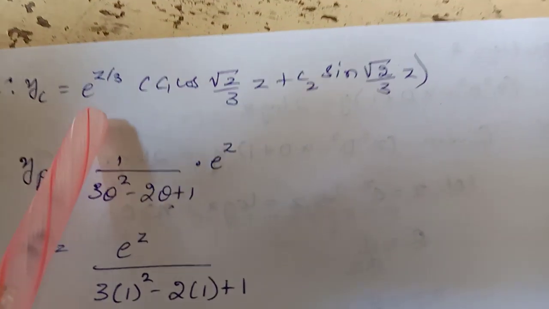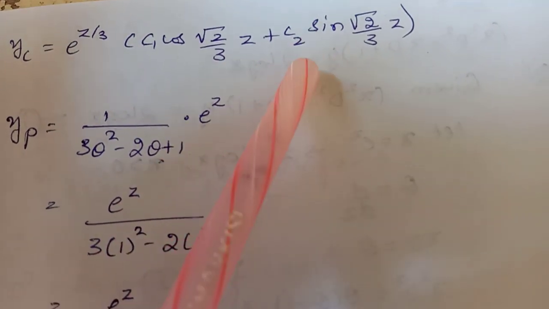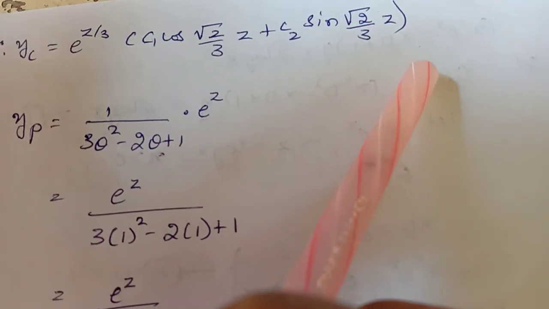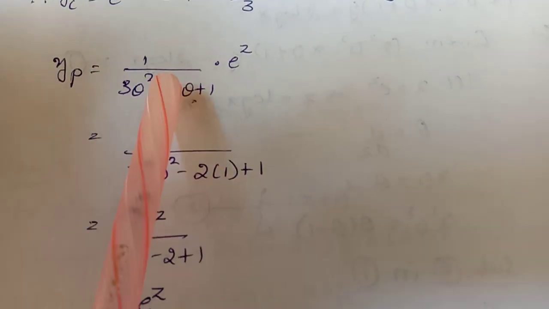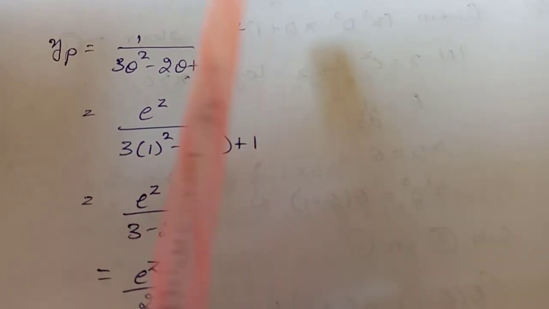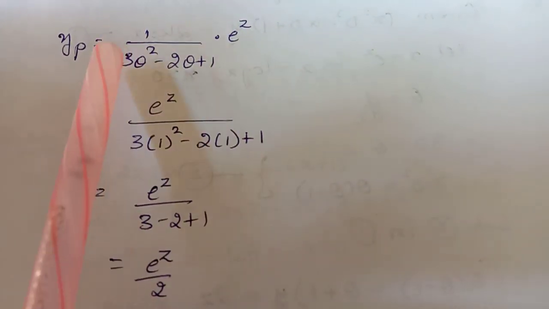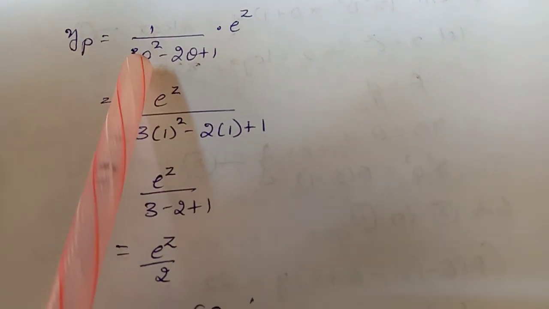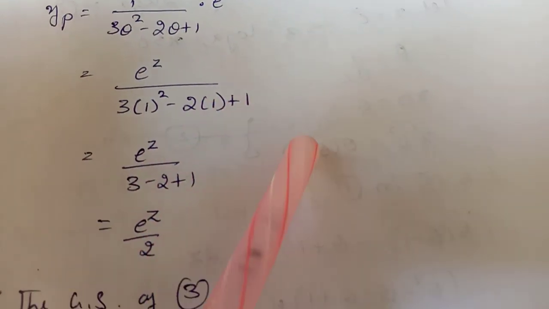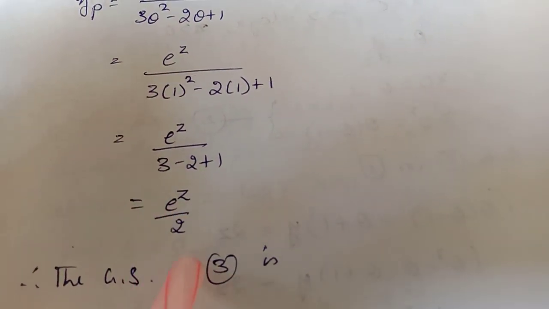So the complementary function for this is yc = e^(z/3) (c1 cos(root 2/3 z) + c2 sin(root 2/3 z)). Now we need to find the particular integral. yp = 1/(3 theta^2 - 2 theta + 1) e^z. Here the coefficient of z in the exponent is 1, so wherever we have theta, we substitute 1. That gives 1/(3 times 1^2 - 2 times 1 + 1) e^z. Since 3 - 2 + 1 is 2, we get e^z/2.